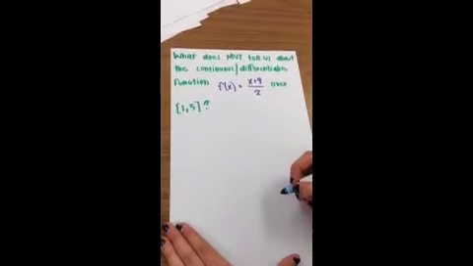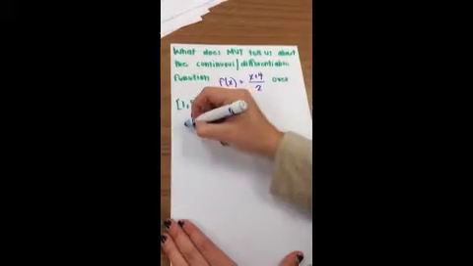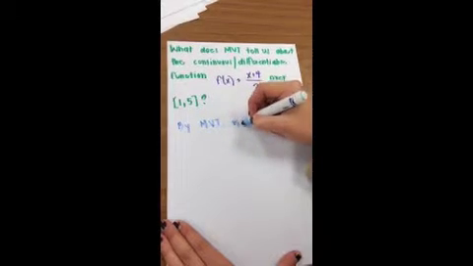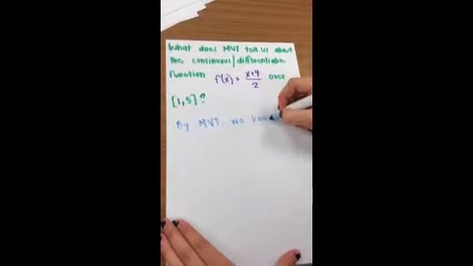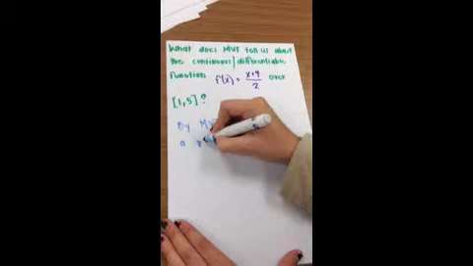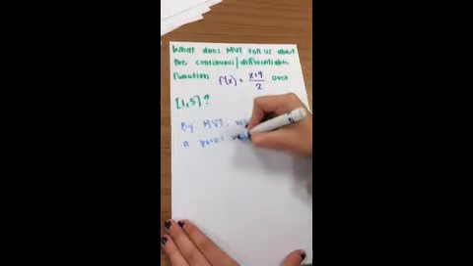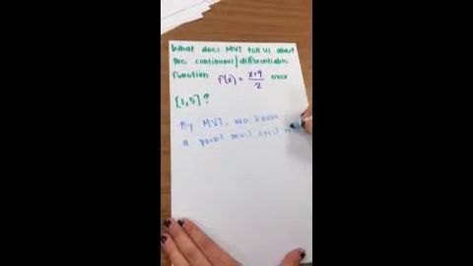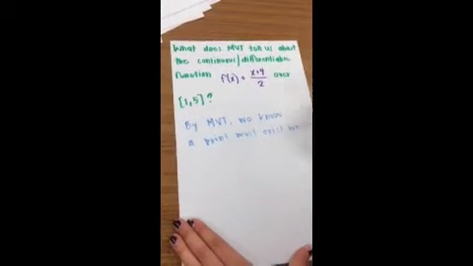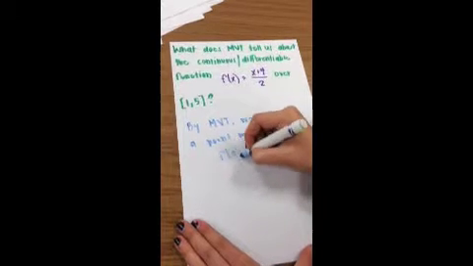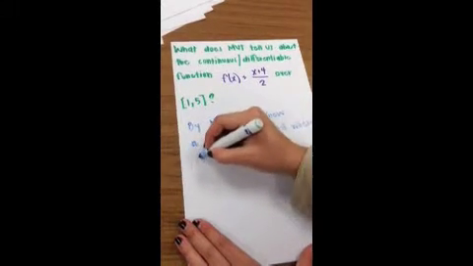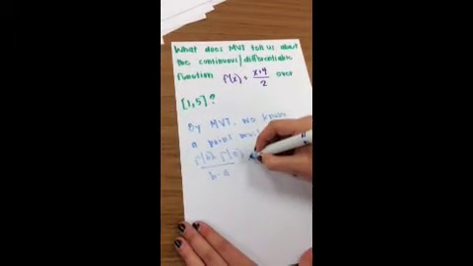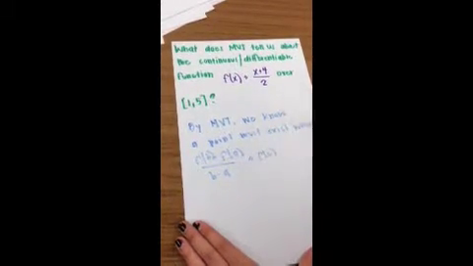Now let's try an example for MVT. Let's say that f of x is equal to x plus 4 over 2. This function is continuous and differentiable. It occurs over the closed and bound interval 1 to 5. We can assume that 1 and 5 are the a and b values. By the mean value theorem, we know that a point must exist between 1 and 5. This point must exist where f of b minus f of a over b minus a is equal to f prime of c.